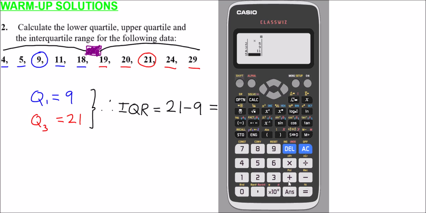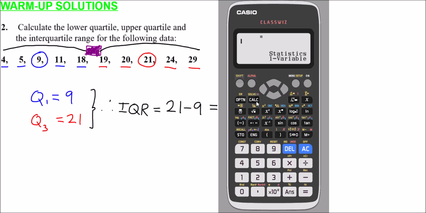11, 18, 19, 20, 21, 24, and 29. Press equals for the last number, then press AC to clear this off the calculator screen. It's not been lost from memory, it is still stored.